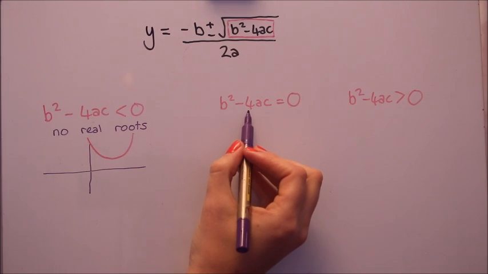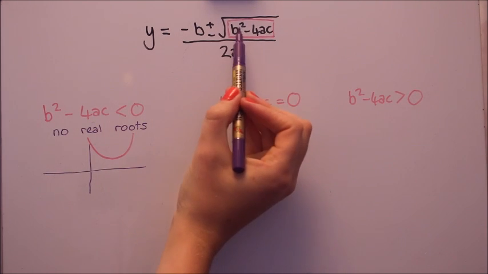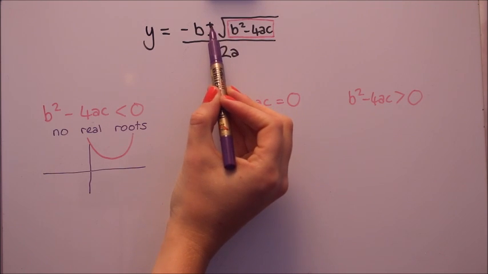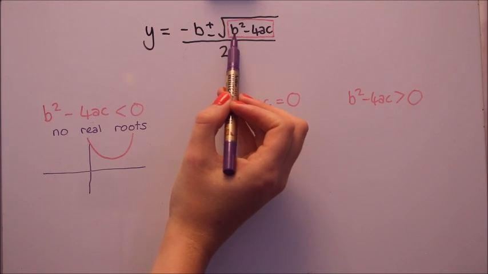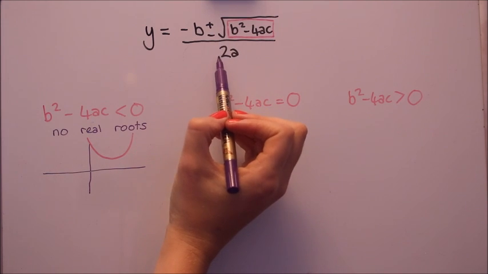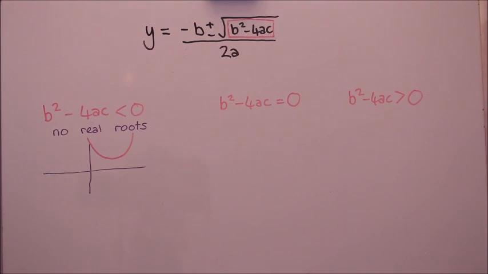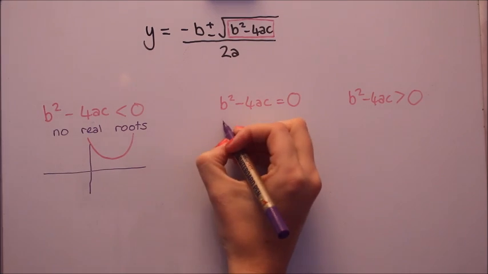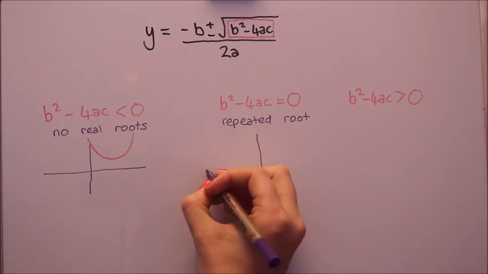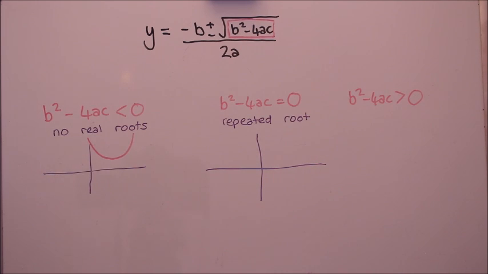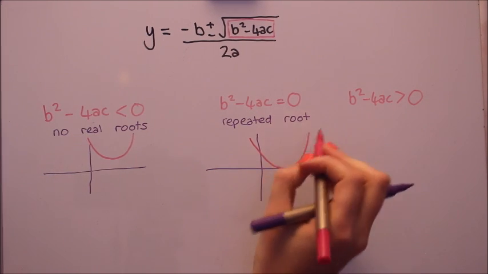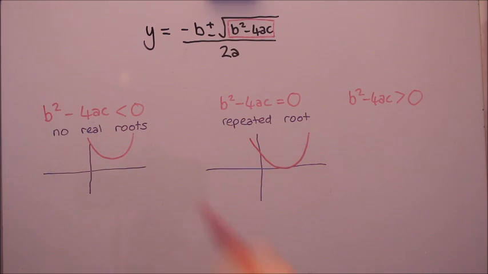If the discriminant is equal to 0, then you'll have negative b plus or minus 0. Now whether you plus 0 or minus 0, it makes no difference, which means that the two solutions you'll get from this will be the same, so that it'll be a repeated solution. What that means on a graph is that it touches the x-axis and skims it, but it doesn't cross.